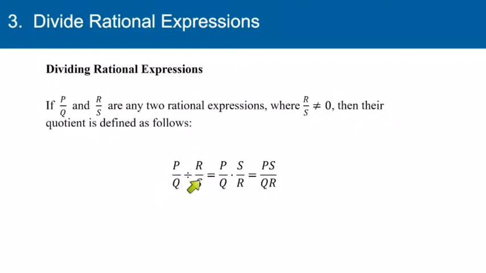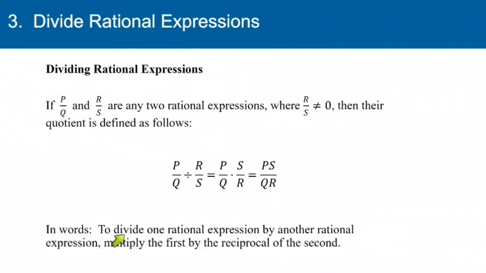To divide by a fraction is to multiply by its reciprocal, and then you just use your multiplication rules. So you would do top times top to get ps, and you would do bottom times bottom to get qr. In words, that just means that to divide one rational expression by another, what you do is you multiply the first one by the reciprocal of the second one.